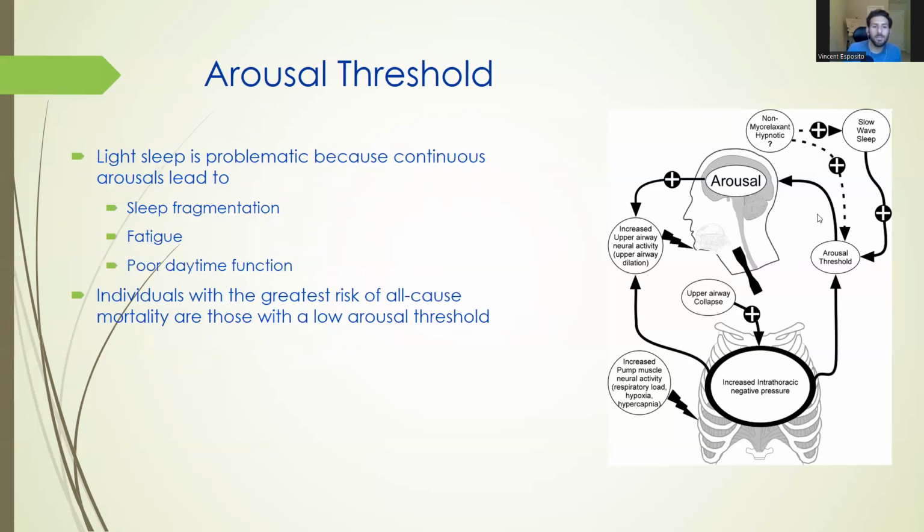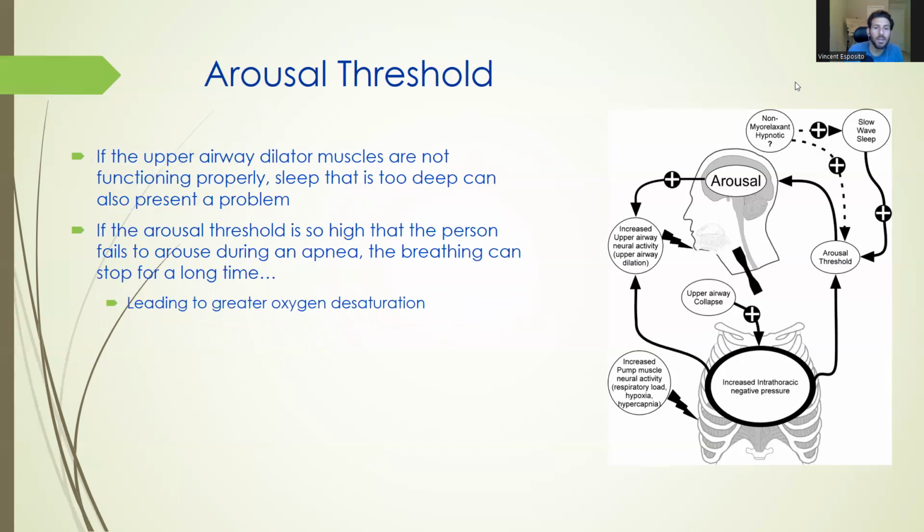We also know light sleep is problematic because continuous arousals lead to sleep fragmentation, fatigue, and poor daytime function. Why? Because if we're waking up, we are going to get a spike in cortisol. We know during the day, cortisol should be at its highest when we wake up in the morning and essentially gets lower throughout the day until bed and stays low through the night until we wake up again. Individuals with the greatest risk of all-cause mortality are those with low arousal thresholds. So keep that in mind.